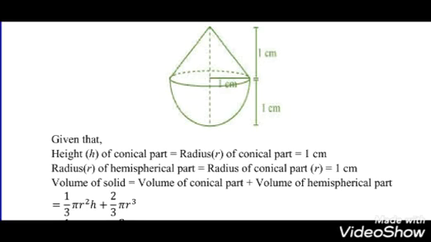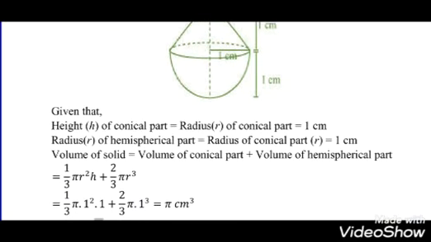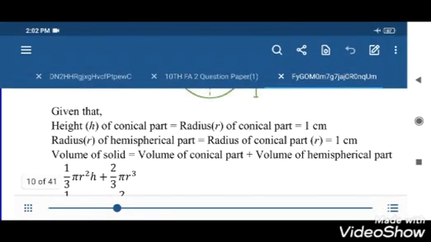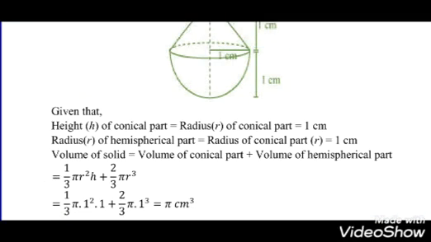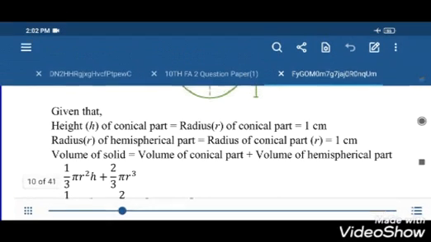Here we need to substitute the values, but we need not substitute the value for pi. We need to give the solution in terms of pi. So first substitute: 1/3 pi into 1 square into 1, plus 2/3 pi into 1 cube. The answer is pi centimeter cube. How it happens, I will show.